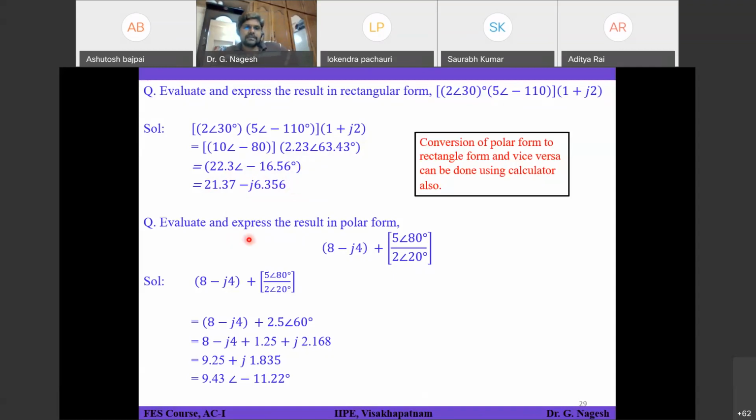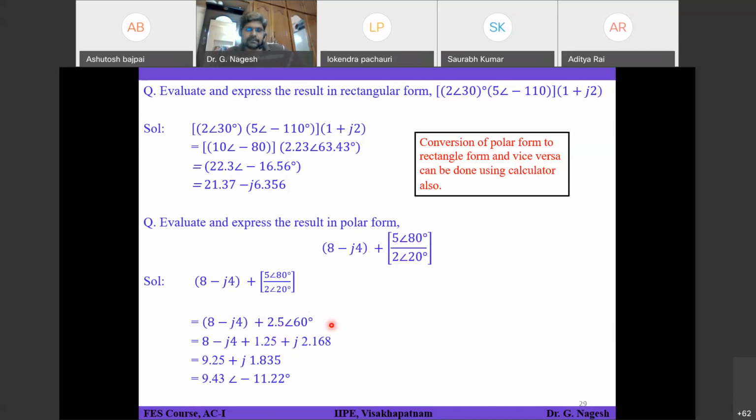So the second one also you can solve in the similar format. You have something in rectangular format plus division of two polar numbers. Why I have given division means 5 divided by 2, how much? It will become 2.5. When you take any angle from the denominator to the numerator, it will become minus sign. So when it comes to numerator, it should be 80 minus 20. So the net will be 60.